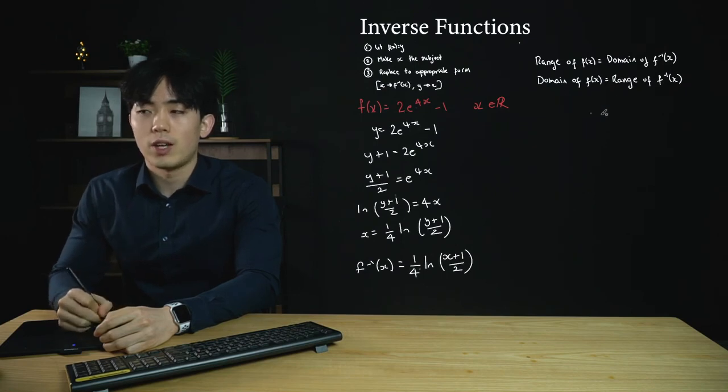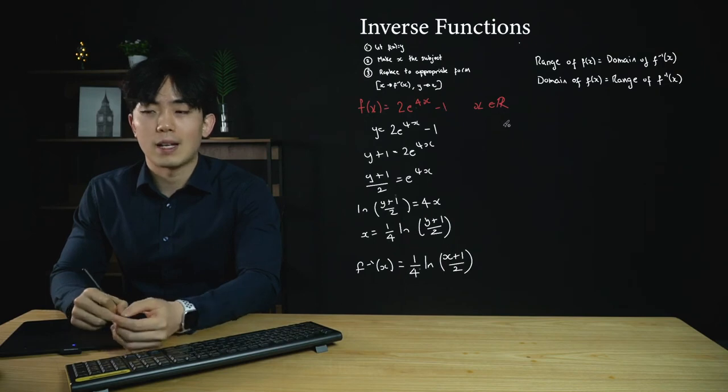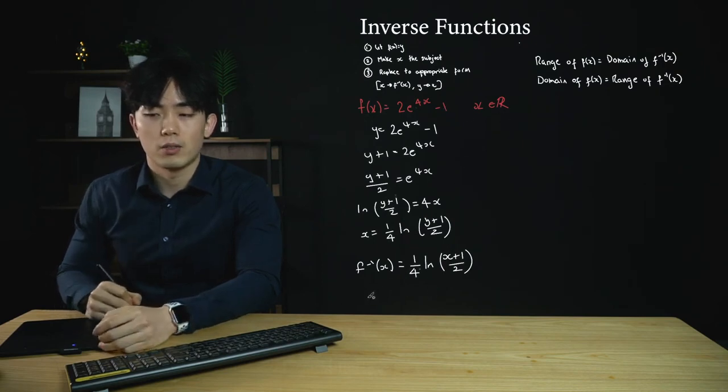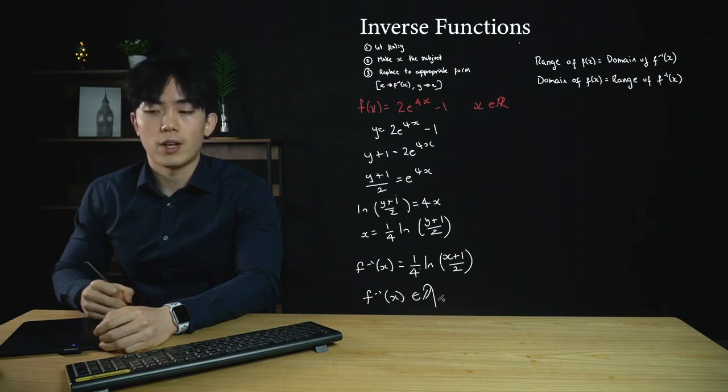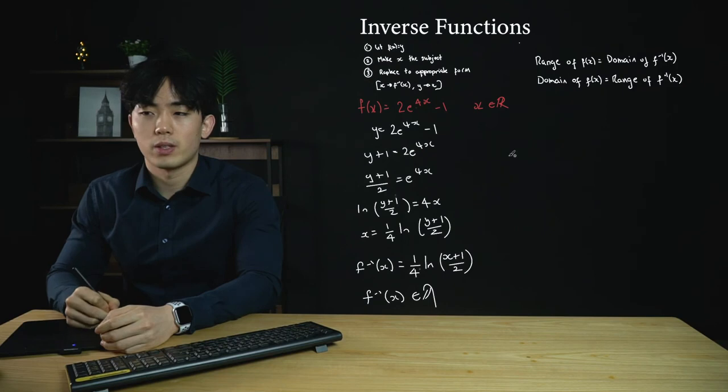Let's quickly find the range and domain. So we're given the domain of the function. We should know by now that's the range of the inverse. So the range of the inverse we can say is going to be all real numbers. To find the domain of the inverse, we have to find the range of the function.